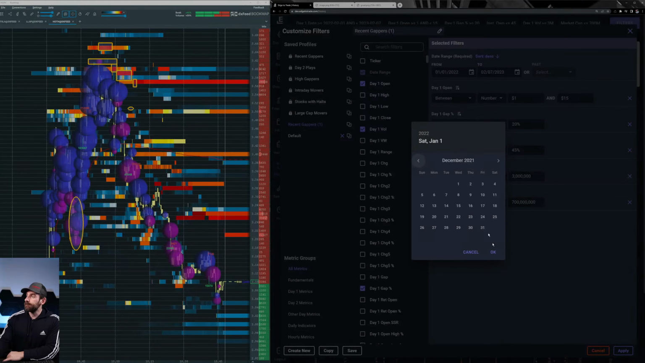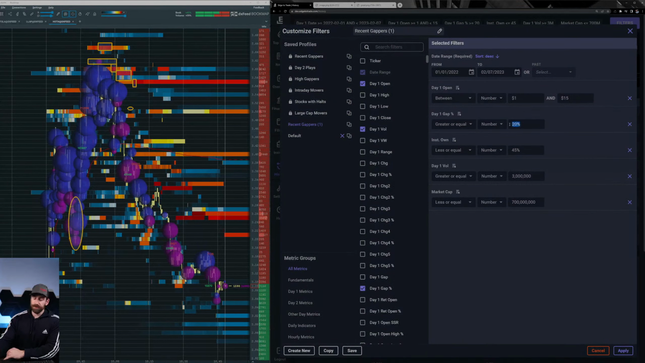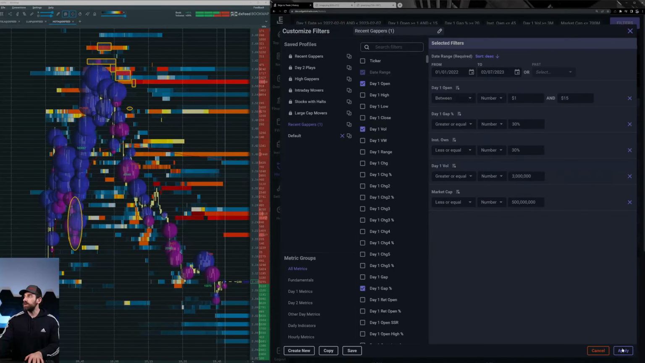Okay, we're gonna put stocks between 1 and 15 bucks. Gappers, I prefer gaps above 30%. Institutional, less than 30%. Day one volume, at least around 3 million. We're gonna put over here market cap 500 million, so less than 500 million. And this is essentially a very basic backtest.